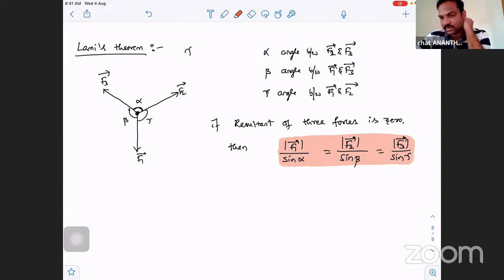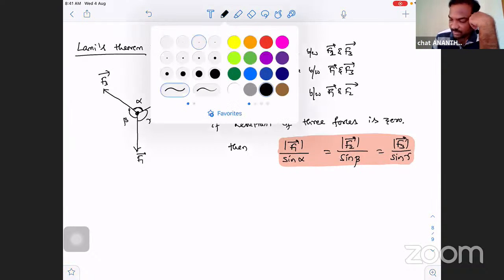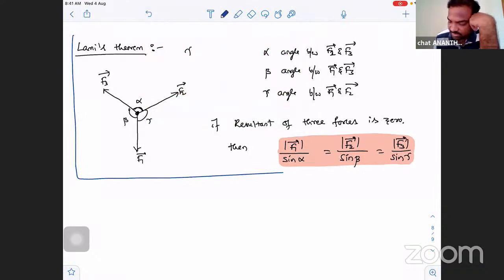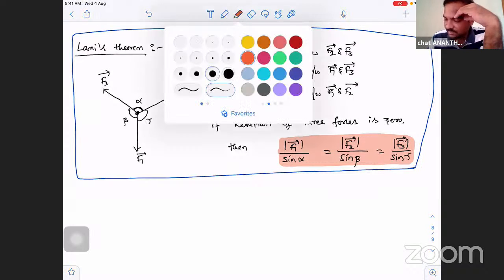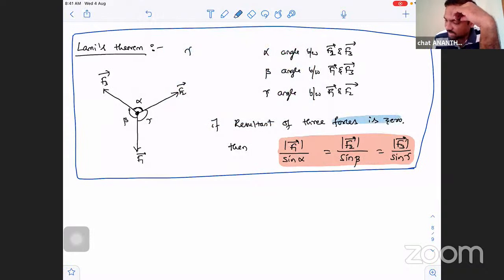This Lami's theorem is useful in solving the questions of equilibrium. Why? Because writing this ratio is applicable when the resultant is 0. I think all of you identified that part. When the resultant is 0, then only we can write this. Otherwise, you cannot write it. Resultant of three forces 0 means it's in equilibrium.